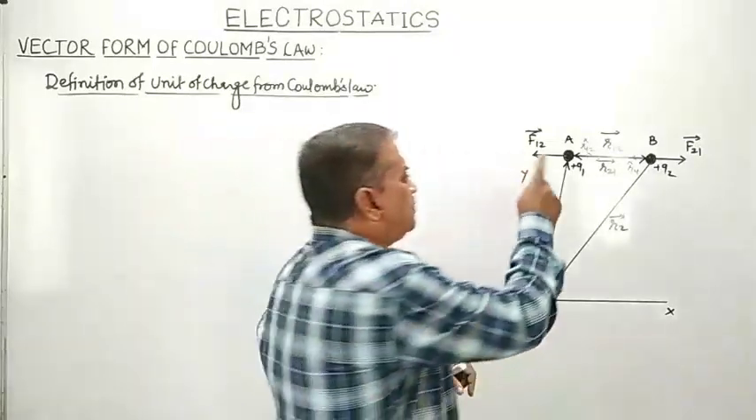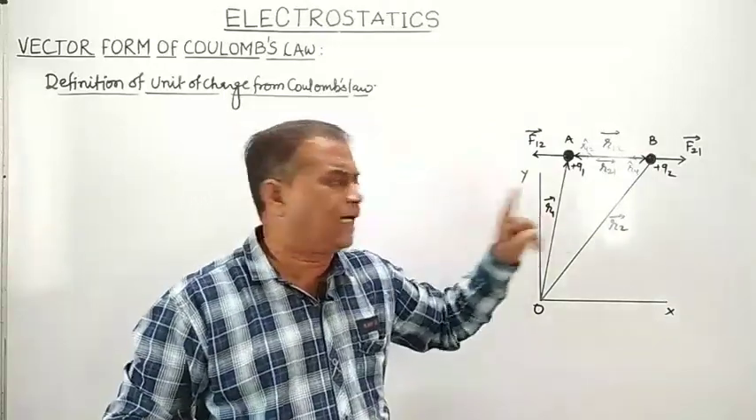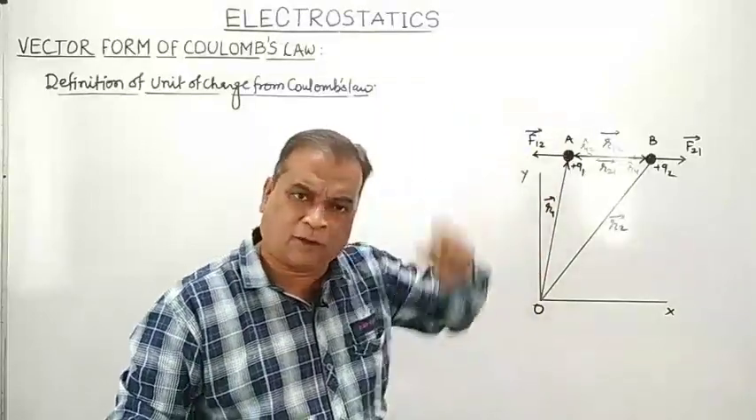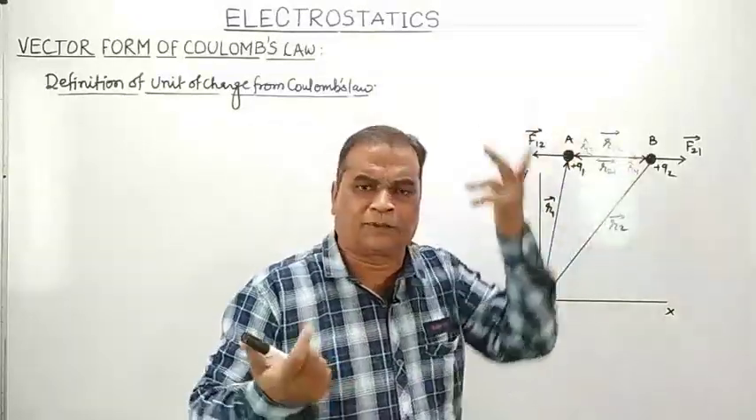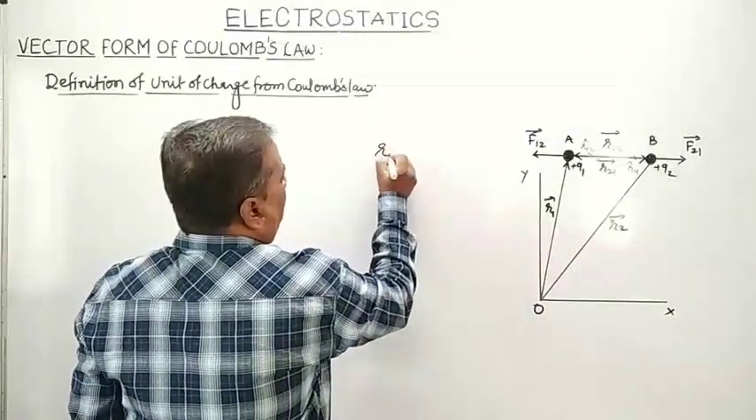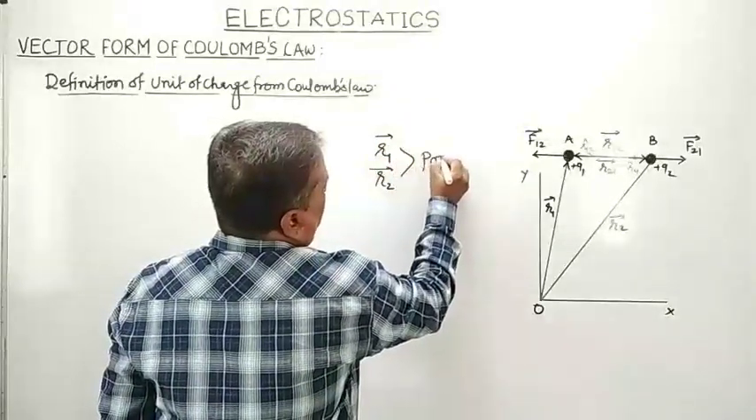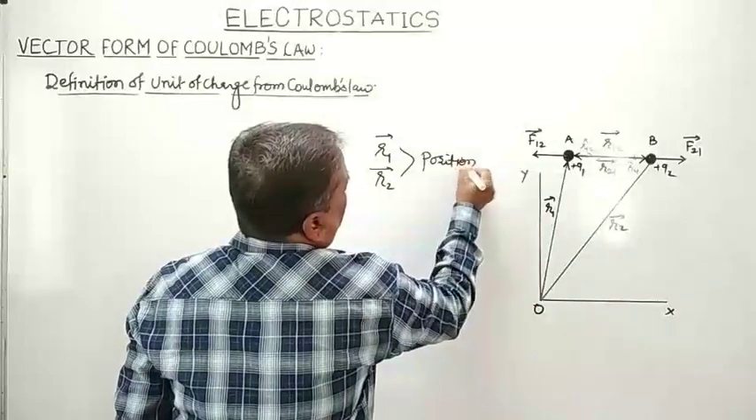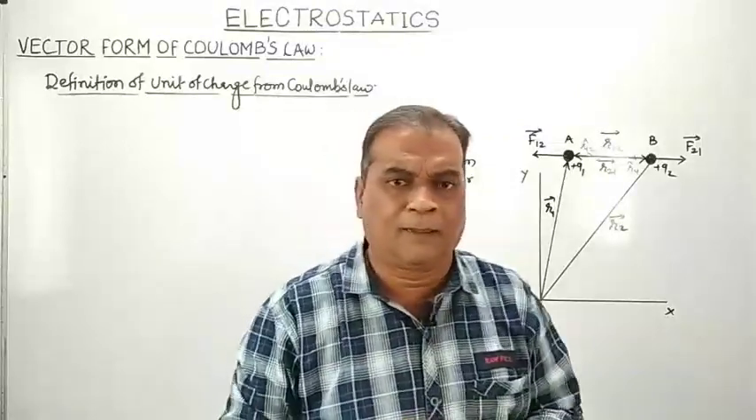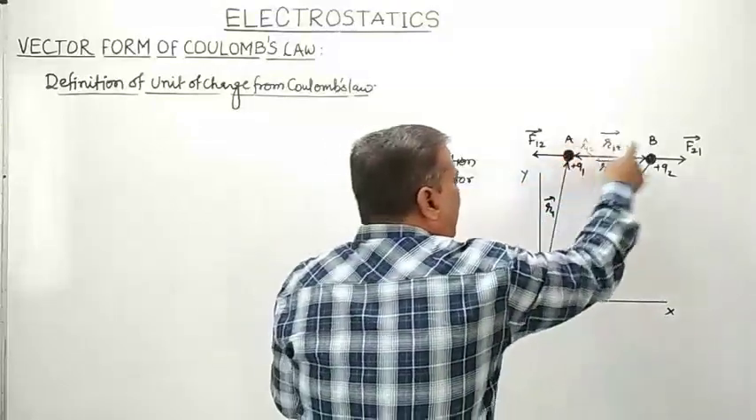We can locate the position of charges in a two-dimensional coordinate system. So vector r1 and vector r2 will represent the position vectors. r1 will give you the position of charge q1, r2 will give you the position of charge q2. So r1 bar and r2 bar are the position vectors, giving the position of charge q1 and charge q2. And here the line joining A and B is shown.